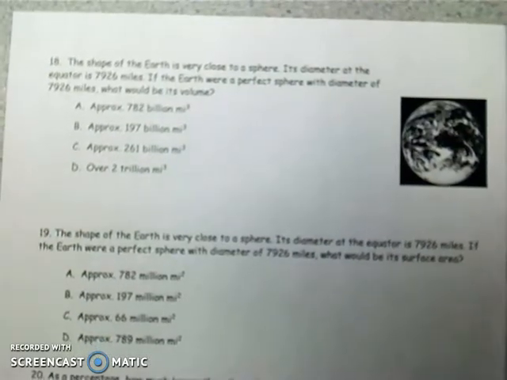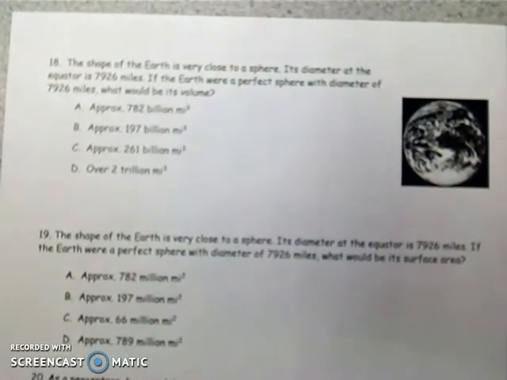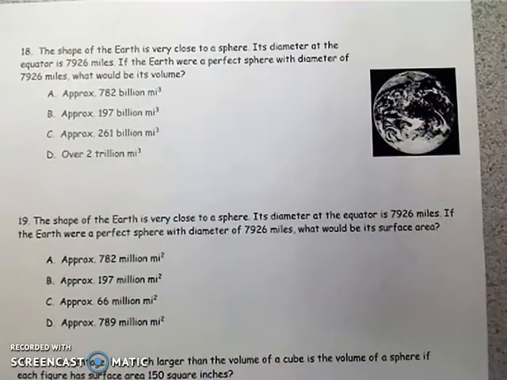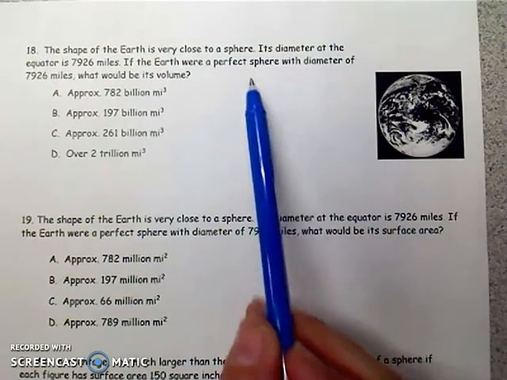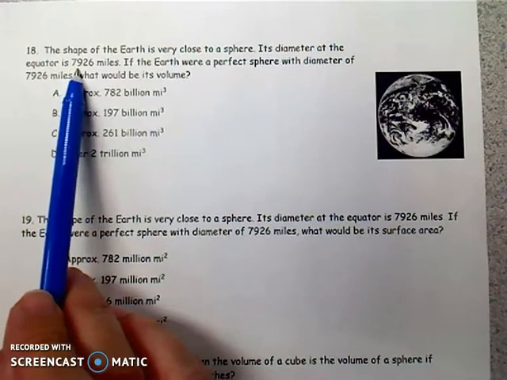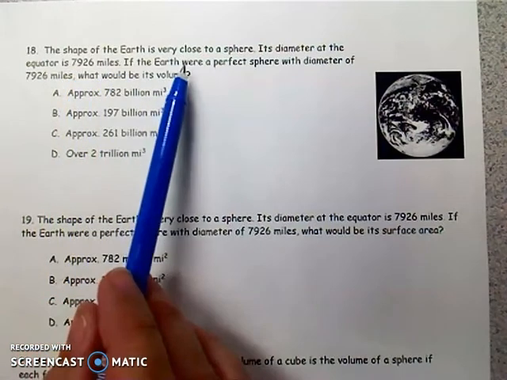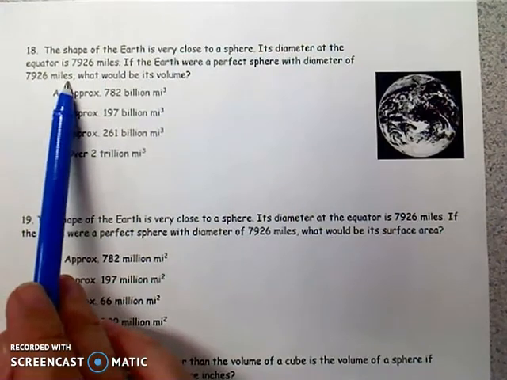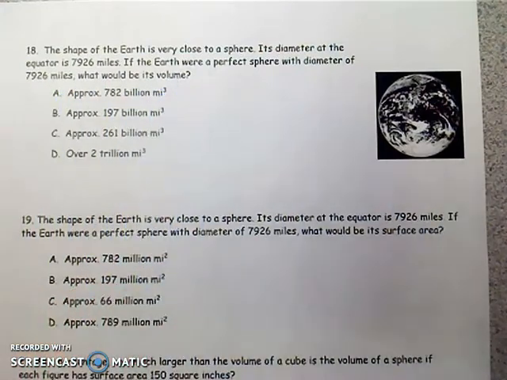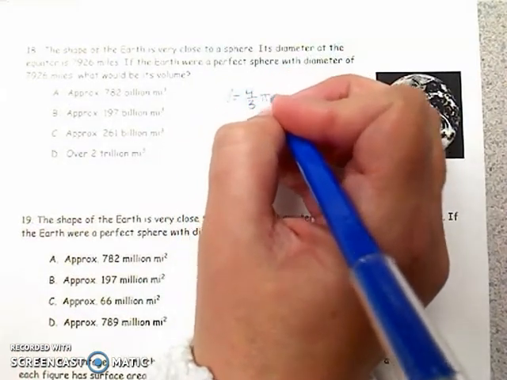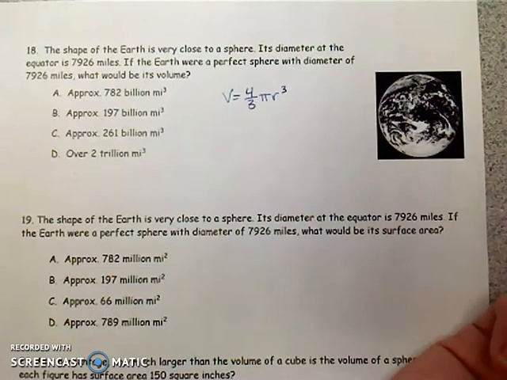In this video, I'm going to do 18 and 19 since they're both about the shape of the Earth, which is a sphere. So the first question says that its diameter of the equator is 7,926 miles. If it's a perfect sphere with a diameter of 7,926 miles, what would the volume be? So the volume of a sphere is 4/3 pi r cubed.